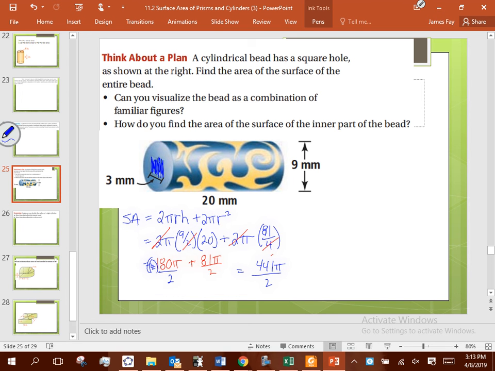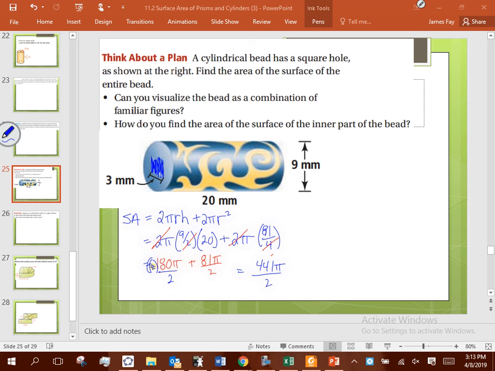Why would you paint the inside of a bead? Why not? You're on a stream. No one's going to look inside. Maybe I'm trying to make it waterproof. How did you get 180 plus 81? I multiply that by 2. So that's 360 right here.